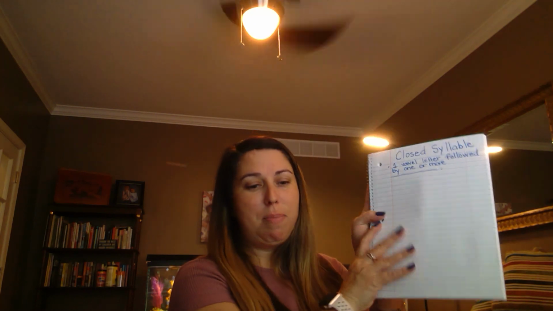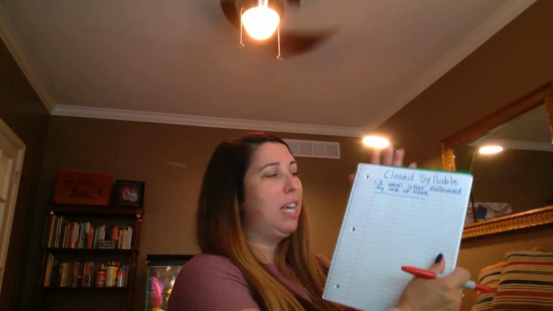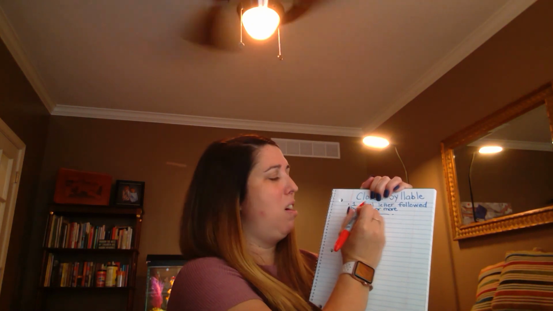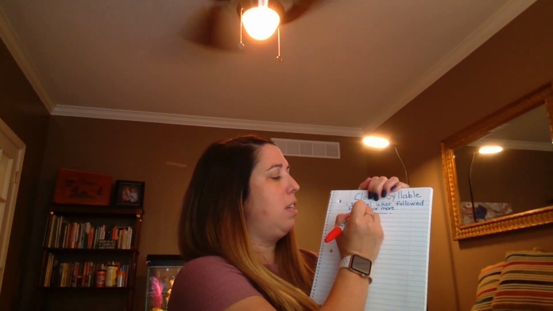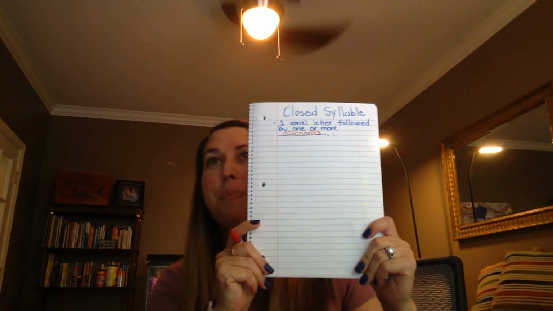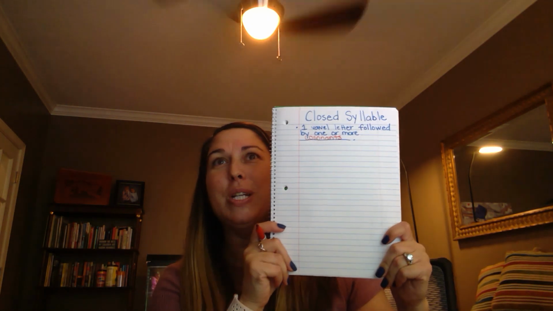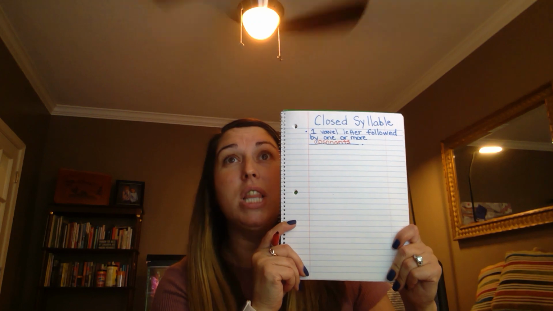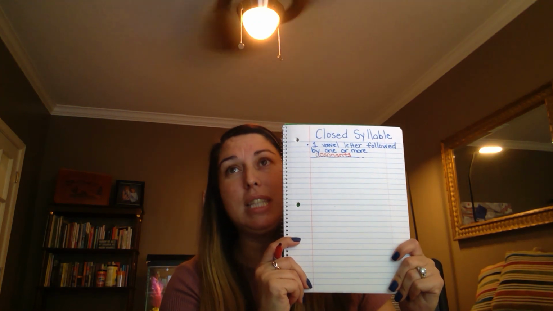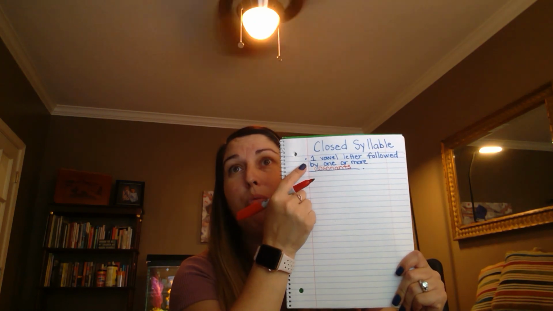So we're going to write that word. It's kind of a big word. Okay, I drew a blank. You can change the color if you want. I'm going to write the word consonant. C-O-N-S-O-N-A-N-T-S. You see I have to sound it out. Consonants. Okay, so a closed syllable is one vowel letter followed by one or more consonants. Okay, so that's one way.